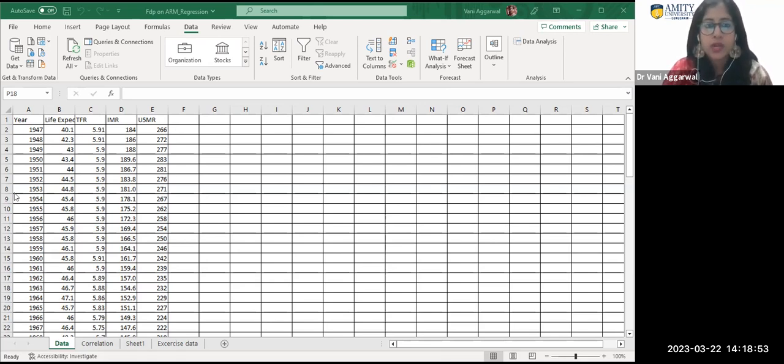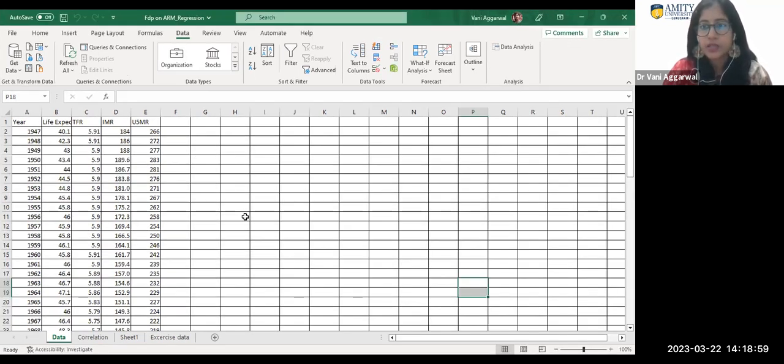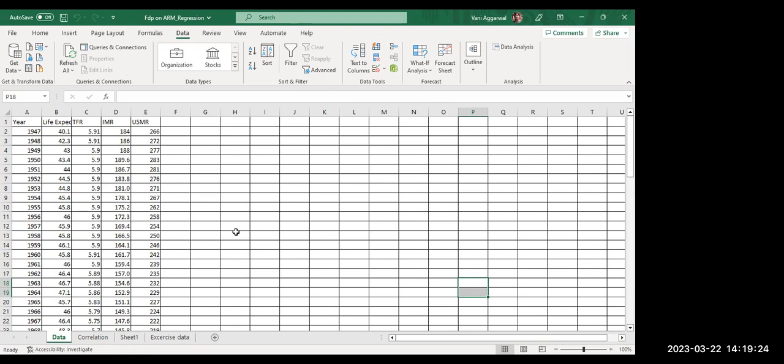Okay, so what type of data is it? Can you tell me what type of data this is? You must have read the different types of data. There are 3 types of data. No, I'm not talking about primary or secondary, right? 3 data types: time series, cross-sectional, panel data. So which type of data is this? Any of you? Time series?